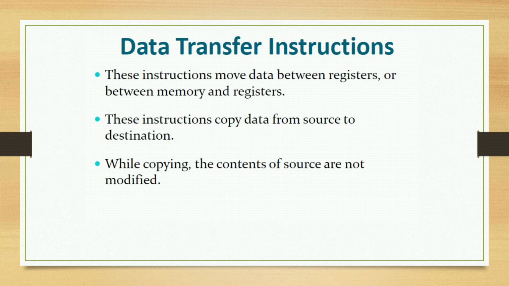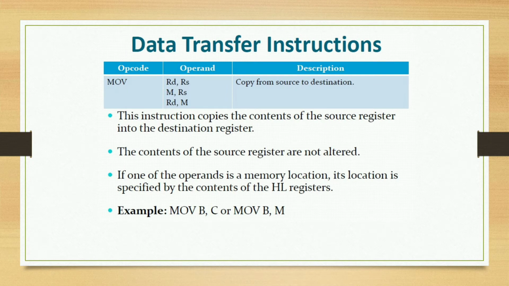In data transfer instruction, we transfer or copy data from one register to another register, or register to memory, or memory to register. This instruction copies data from source to destination. Here is an example of a data transfer instruction, the MOV instruction, with its operational code or opcode, and operand or description.